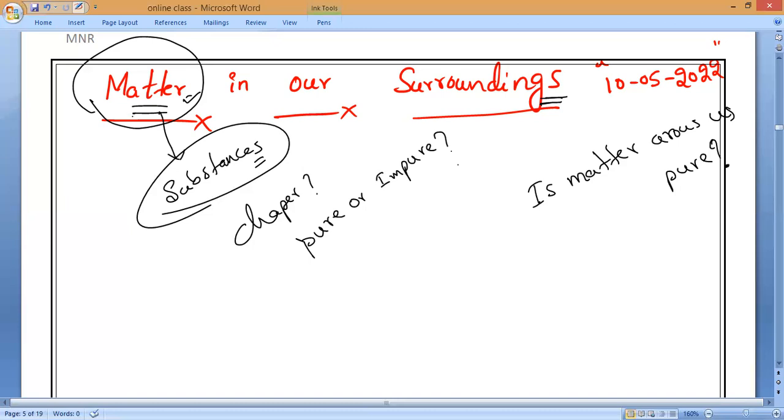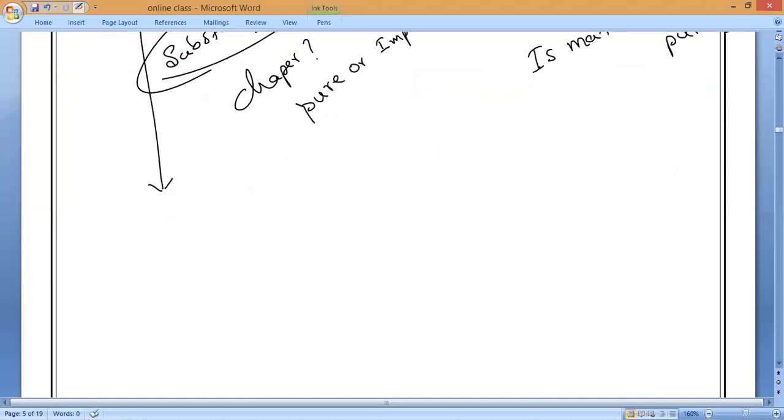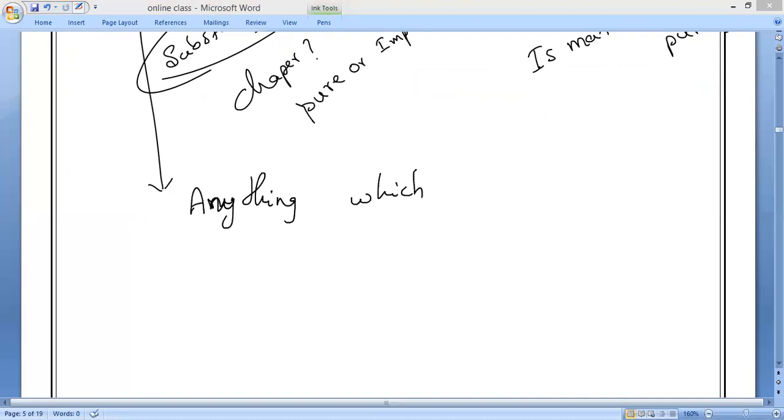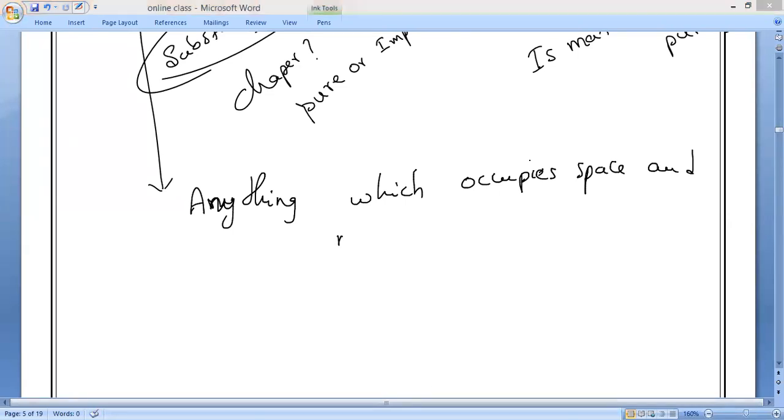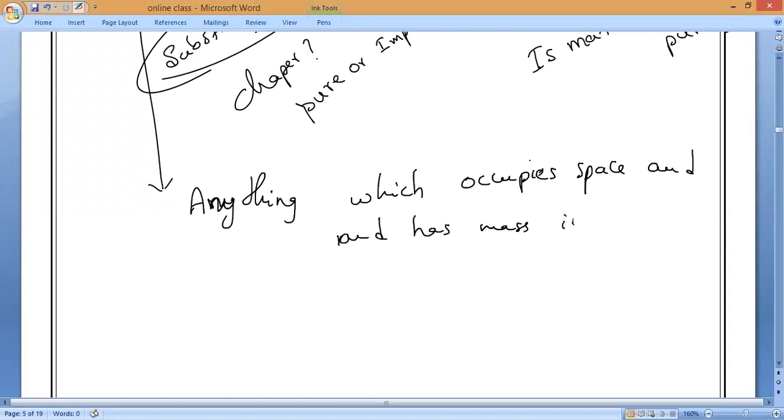So what do you mean by matter, guys? The first word of this chapter heading is matter. So what do you mean by matter? Anything in our surroundings which occupies space and has mass is called matter. Understand?